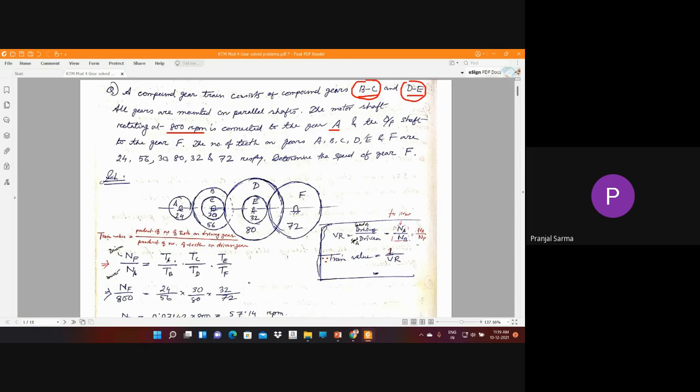The output shaft is connected to gear F, which means the final output motion you are going to get is at gear F. The total number of teeth on gears A, B, C, D, E, and F are given as 24, 56, 30, 80, 32, and 72 respectively. By knowing this gear arrangement, you need to find out the speed of the output gear F.